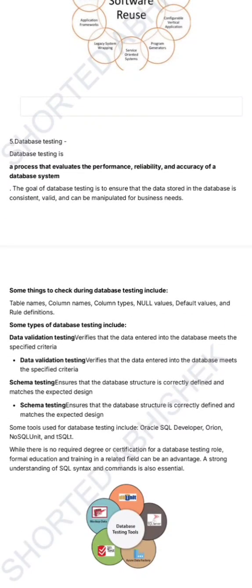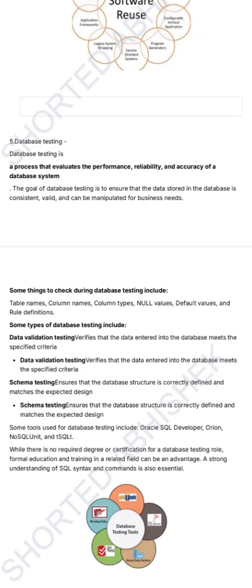5. Database testing. Database testing is a process that evaluates the performance, reliability, and accuracy of a database system. The goal of database testing is to ensure that the data stored in the database is consistent, valid, and can be manipulated for business needs. Some things to check during database testing include table names, column types, null values, default values, and rule definitions.